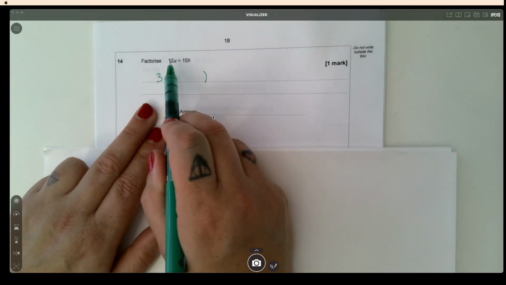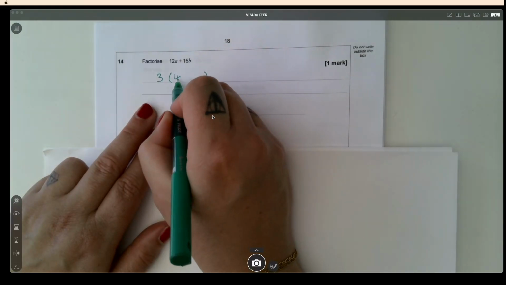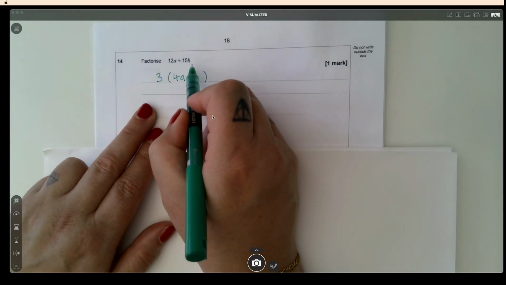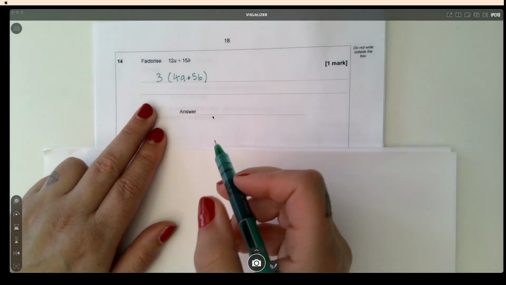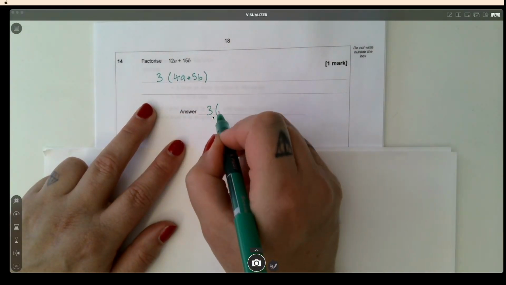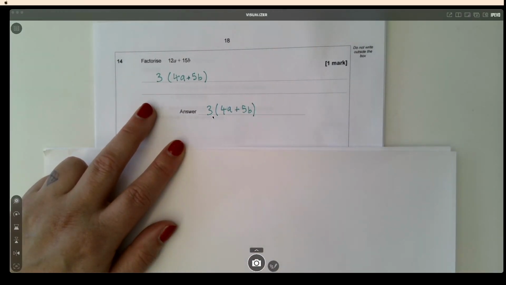And now I need to divide each of these terms by 3. So 12a divided by 3 would leave me with 4a. 15b divided by 3 would leave me with 5b. So that is my answer, 3, and then in brackets, 4a plus 5b.